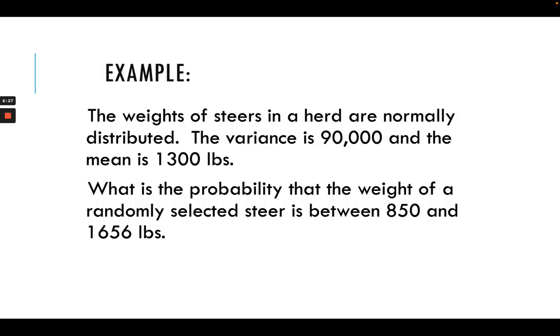And so let's look at this example. The weights of steers in a herd are normally distributed. The variance is 90,000 and the mean is 1,300 pounds. What is the probability that the weight of a randomly selected steer is between 850 and 1,650 pounds?